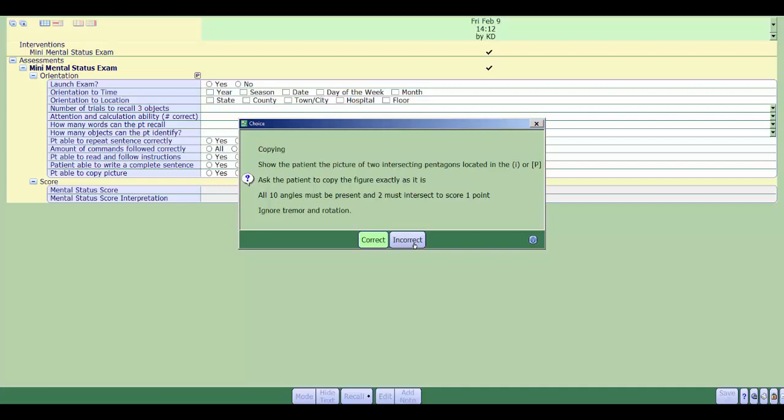The copying assessment shows the patient a picture of 2 intersecting pentagons. The instructions indicate that all 10 angles must be present and 2 must intersect in order to mark it as correct. Again, the administrator can use the eye to launch the picture of the pentagon.